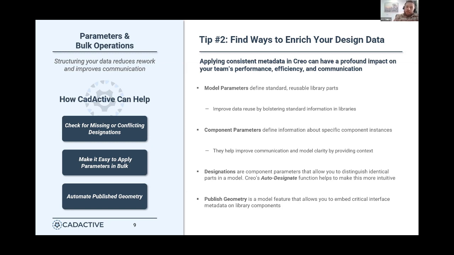And then published geometry is a great example of a model feature that very few folks know about. Published geometry identifies critical interfaces, surfaces, and datums on some library part, and they can make your design process vastly more automatable and scalable. So once you establish a published geometry on a library part, it again makes everyone's lives easier moving forward.